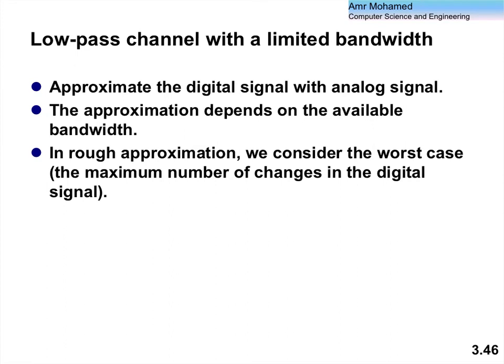So the low pass channel, whether we like it or not, is going to approximate the digital signal with an analog signal. The approximation depends on the available bandwidth, the maximum frequency that this transmission medium supports, which dictates the level of approximation of that digital signal. The question is, what is the roughest approximation of a digital signal?